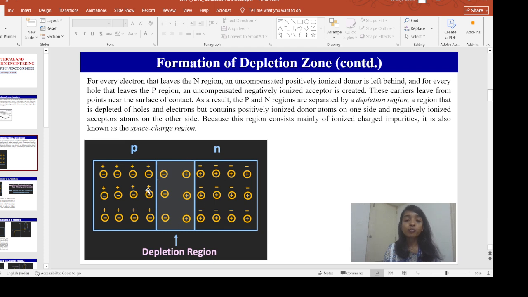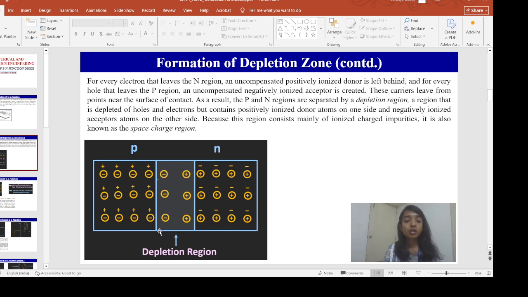At the junction we will have the donor ions and the acceptor ions. So in the n side we will have more concentration of donor ions, and in the p side we will have more concentration of acceptor ions. Now these donor and acceptor ions are not free charge carriers. The electrons in the n side and the holes in the p side are free charge carriers, but these donor and acceptor ions are not free charge carriers at all. They are immobile charge carriers, and they don't conduct any electricity.